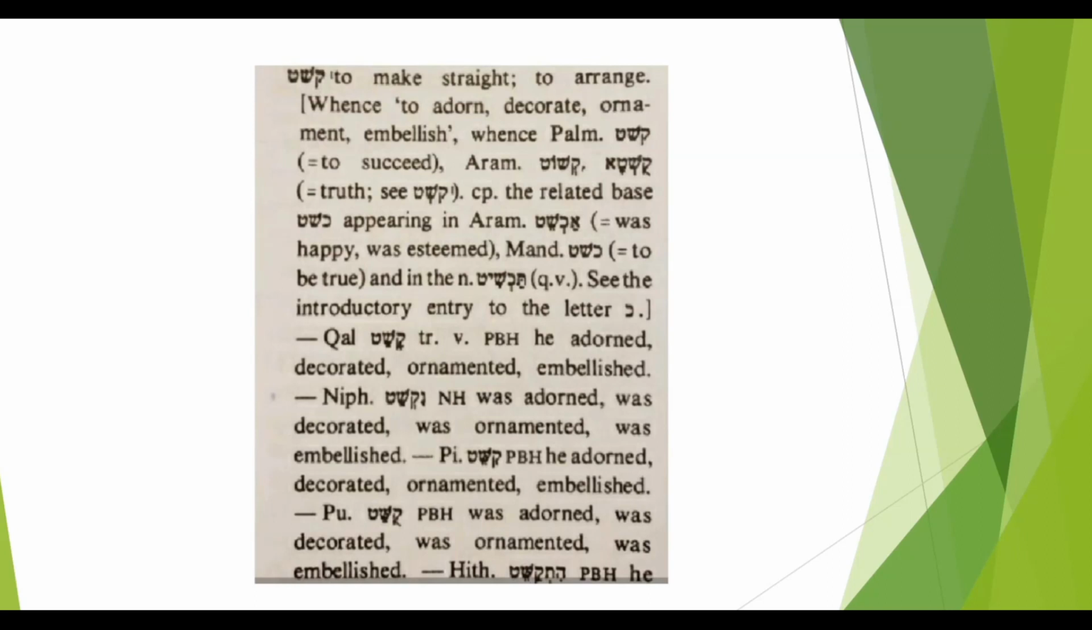He adorned, decorated, ornamented, embellished, was adorned, was decorated, was ornamented, was embellished. And then if that continued on, it would show you derivative spellings of that word.